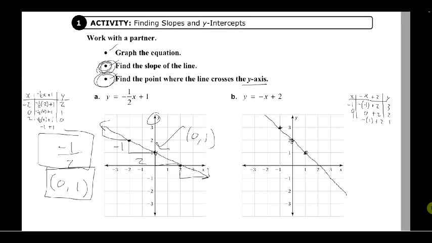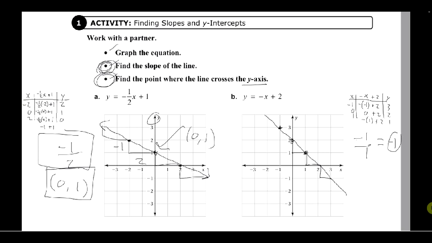Now let's get the slope. Looks like for every time it goes down 1, it changes over 1. Down 1, over 1, down 1, over 1, and so on. So our slope would end up being negative 1 over 1, or that just equals negative 1.